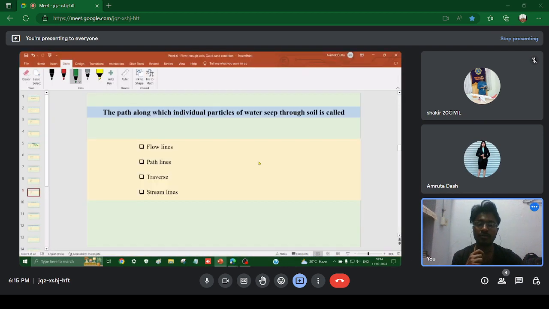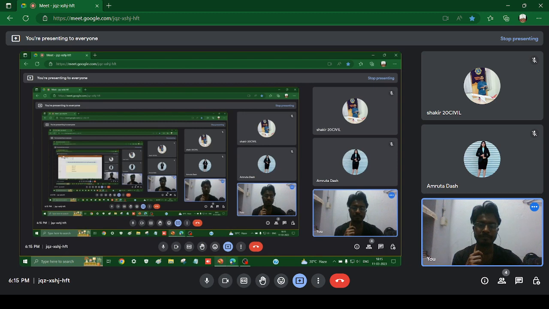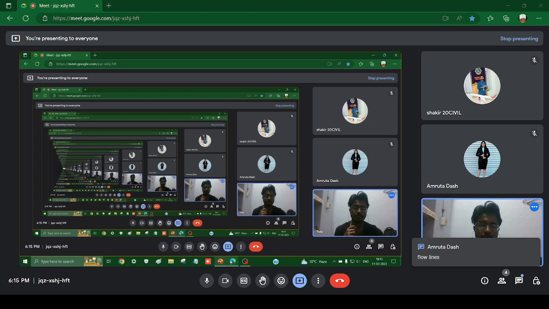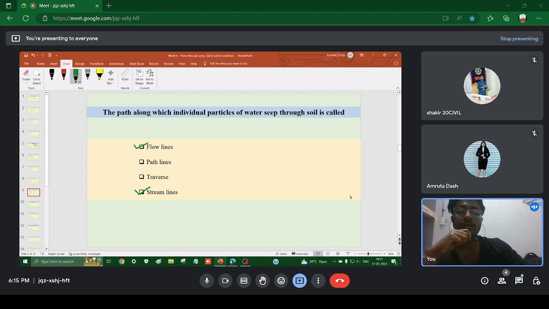This is a multiple select question, so there will be more than one answer correct. There might be. So any other guess? Shakir. Okay, the answer is Amrita, flow lines. Yes, both of you are correct. It is called flow lines and also called streamlines. Path line is just something I made up, and traverse is not related to soil mechanics. It is something related to surveying. So flow lines or path lines represent the lines along which individual particles of water seep through soil.